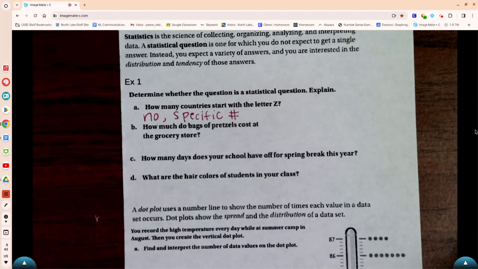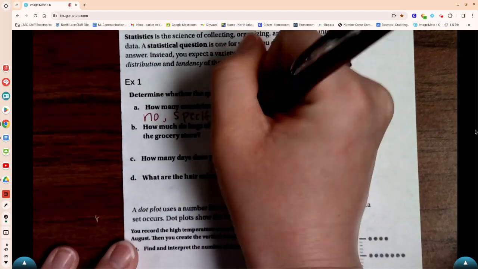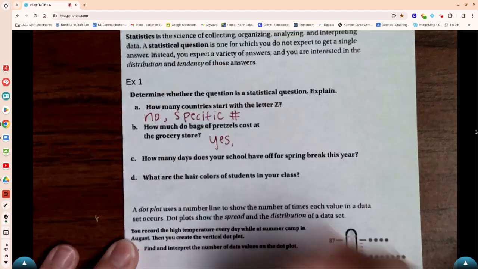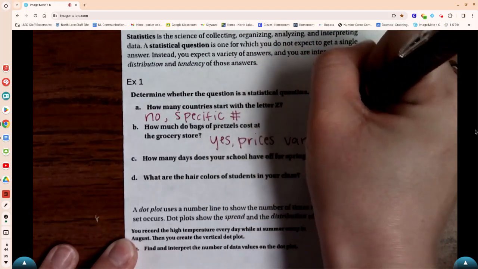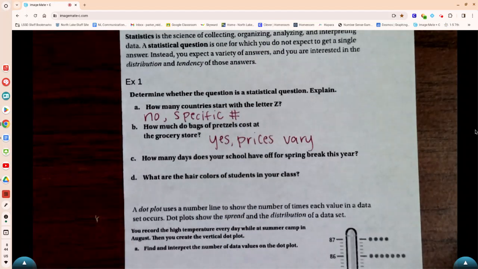The second one says, how much do bags of pretzels cost at the grocery store? So what we're wondering is there one answer to this, or do we think there is a variety of answers to this? Logan? Yeah, probably depends on the brand and the flavor and the store you even go to. So I would say yes, this is a statistical question because the prices vary. I know I'm going to get a variety of answers. That means this is a statistical question.